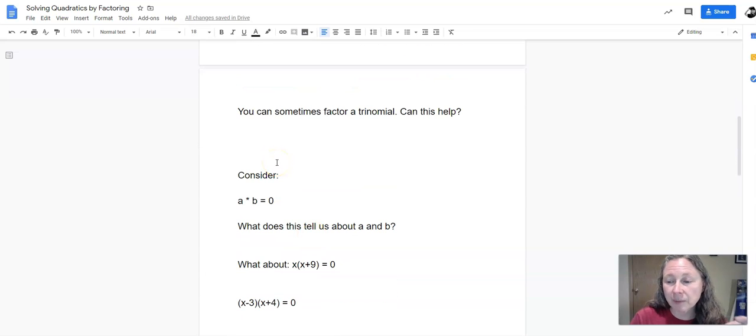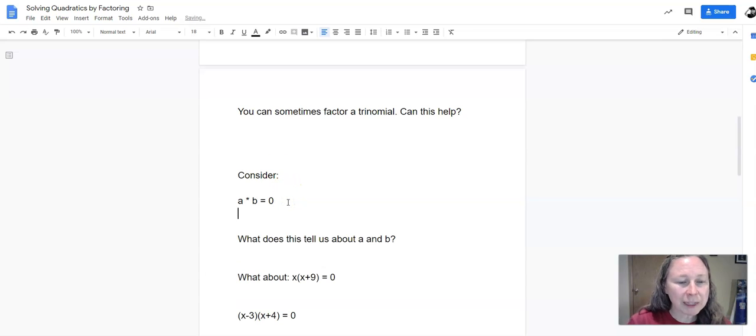So we know you can sometimes factor a trinomial, and this can be helpful. To understand why, it helps to start off with just this little simple thought experiment. If a times b equals 0, this tells us something about the variables a and b. The only way you can multiply and get 0 is if one of those terms is 0.